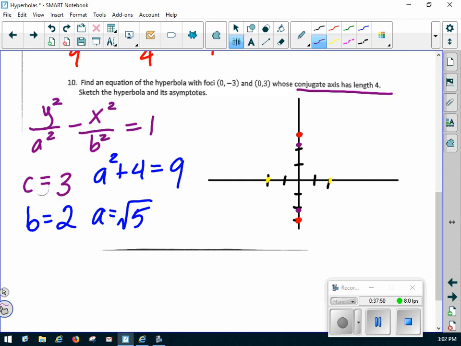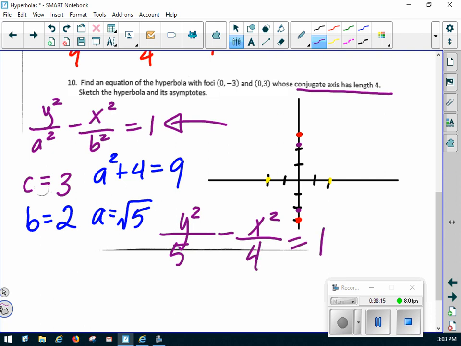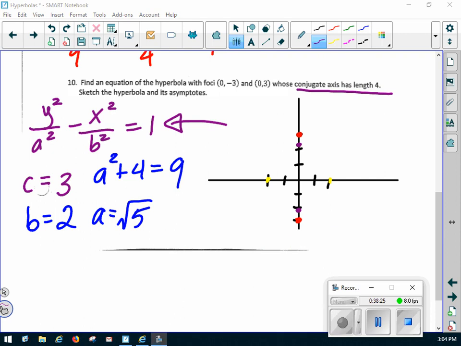Can I write the equation? There's my equation, and I've got my A and my B. So what's the equation of this sucker? Y squared over 5 minus x squared over 4 equals 1. That's the equation of my hyperbola. Questions there? So you've got the equation.